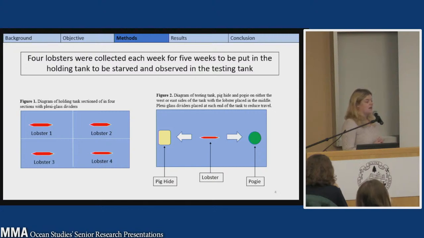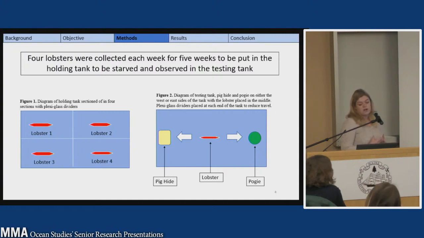As for my methods, I collected a total of 20 lobsters. Four lobsters were collected each week for 5 weeks. The lobsters and bait were both collected at Wallace's Lobster Wharf in Friendship, Maine. Before transferring them all to the MMA waterfront, I would usually weigh the lobsters on the scale at the dock. Once transferred, before placing them in the holding tank, which you can see here in figure one, I would measure each lobster from the end of their tail to the tip of their claws, and then unband them and place them in the holding tank to be starved for 24 hours prior to all trials. I did this by feeding them one open mussel.